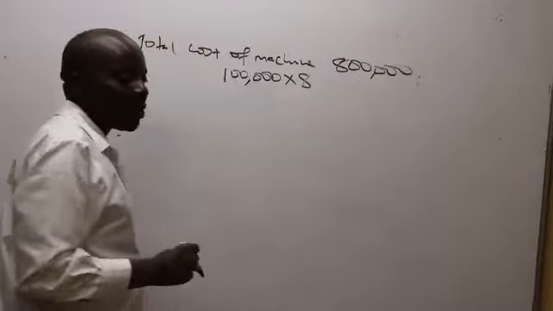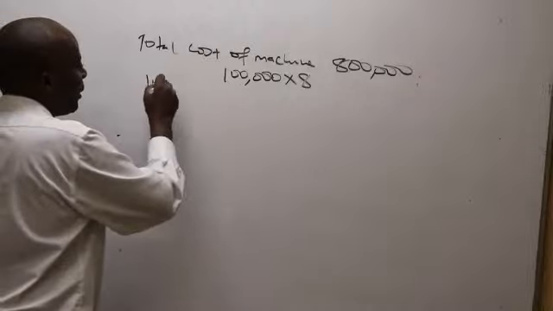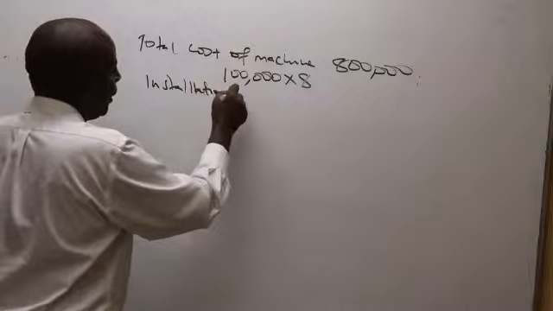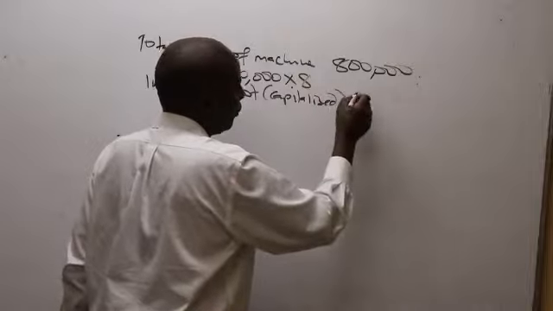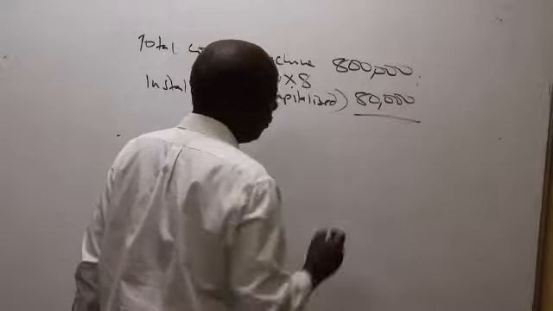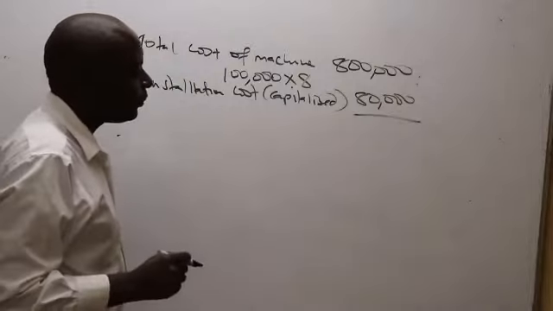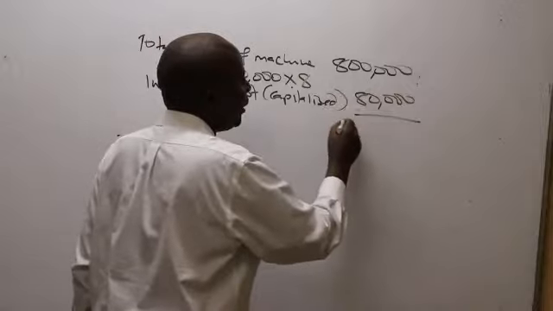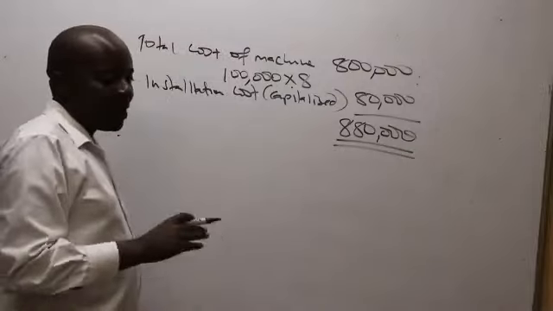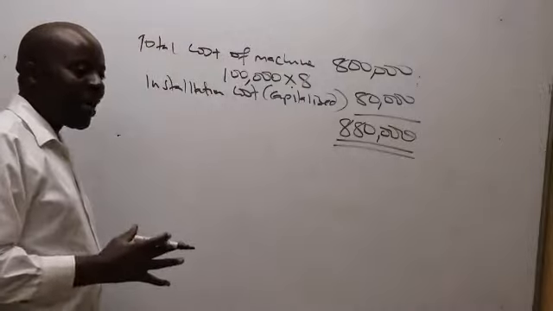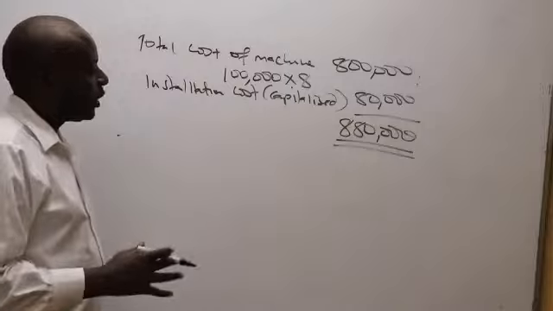And of course, you and I are so good. We appreciate the fact that installation costs should always be capitalized. They should always be made to be part of the cost of this. And the installation cost is 80,000 for all the machines. So 800 plus 80 will give us 880,000. So this is the total outlay. This is the total cost of the machine now.